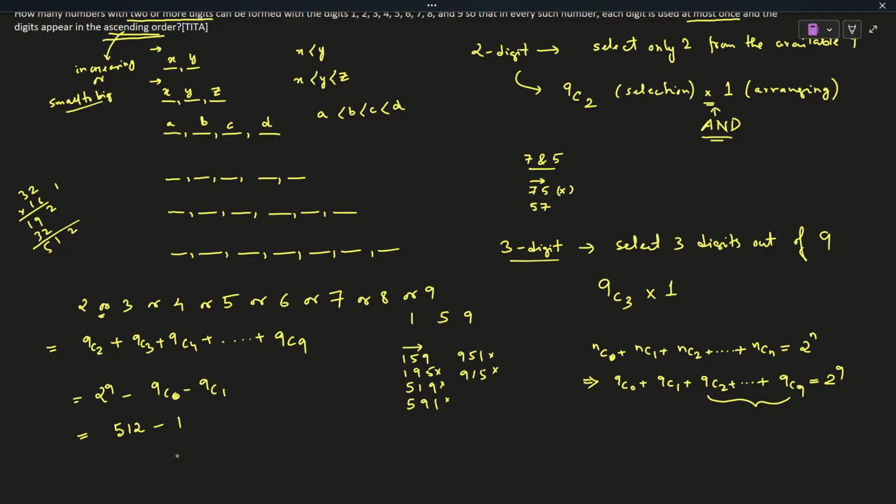9C0 is 1. Basically you have 9 digits and you are asked to not select any of the digits. In how many ways can you do that? In only one way, by not selecting any of the digits. Similarly, what is 9C1? 9C1 means you have 9 available digits and you need to select one. In how many ways can you do that? In 9 ways. So 512 minus 10 is 502. So the correct answer will be 502, guys. A very good question. The given answer had a typo, so the correct answer will be 502. Okay, let's move on to the next question.